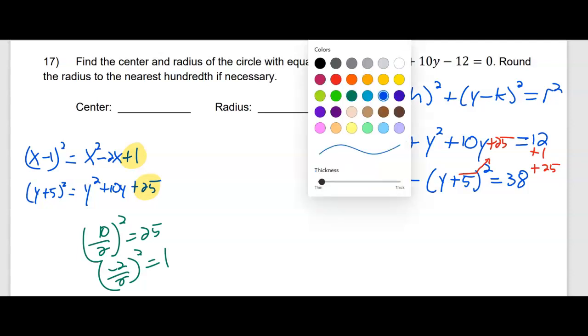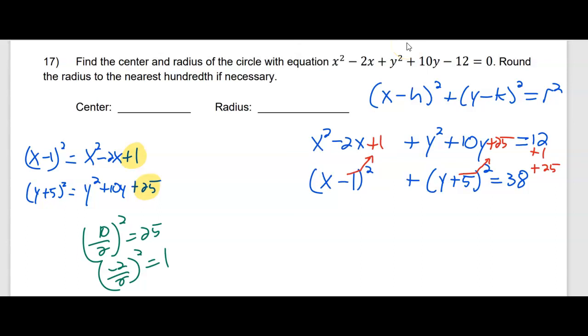Now that we have the standard form for the circle, we can ask ourselves, what makes the square term 0? x equals 1 and y equals negative 5 would make the square term 0. That gets us our center. The radius is the square root of 38. This is the exact answer.